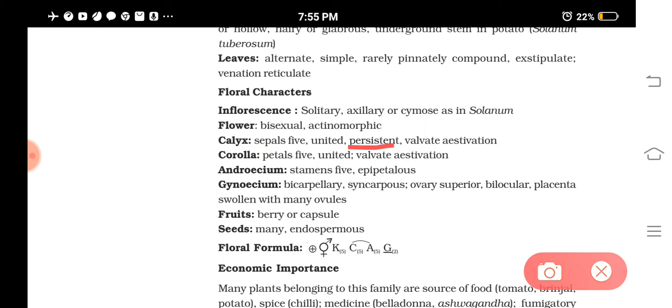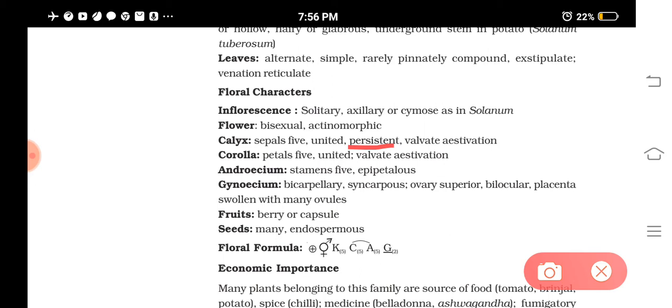In the fruit, do they exist? No, isn't it? Usually what will happen? They will fall off. But persistent calyx means the sepals will persist, they will remain even after the fruit formation. You can see this in brinjal, isn't it? If you see a brinjal, you can see a green cup-like structure on the top of it. Actually, it is what? The sepals. So, persistent sepal. Even in tomato, you can see the sepals are persisting, isn't it? Green sepals will be there at the base of the fruit.